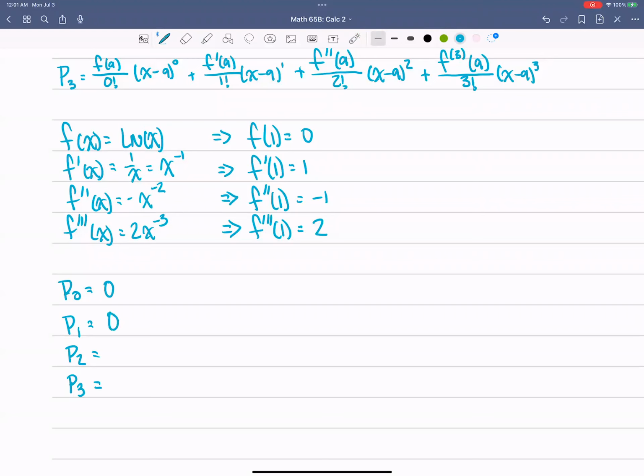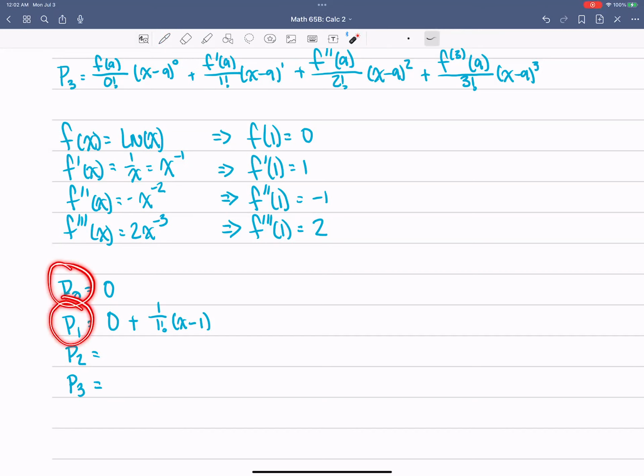For polynomial 1, we have 0 plus the second part. So our first derivative matched with 1 factorial matched with x minus 1. So f prime of 1 is 1 over 1 factorial times x minus a, which a is 1. And that's it for our P1.